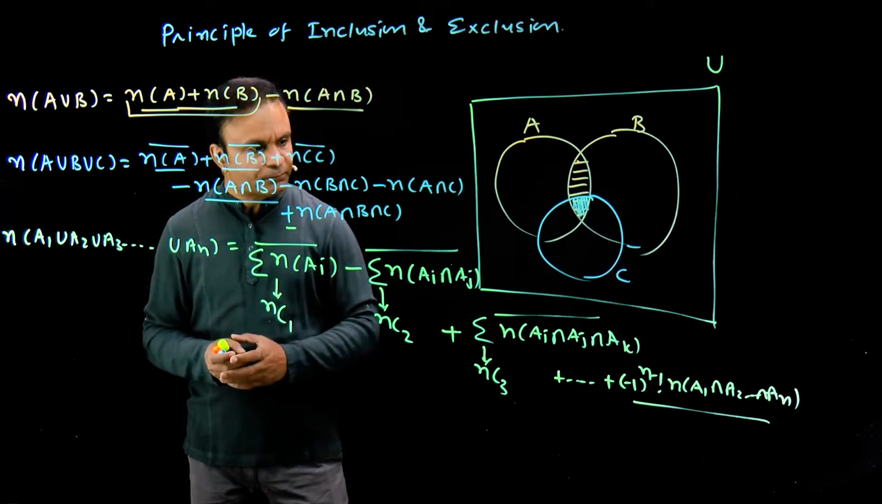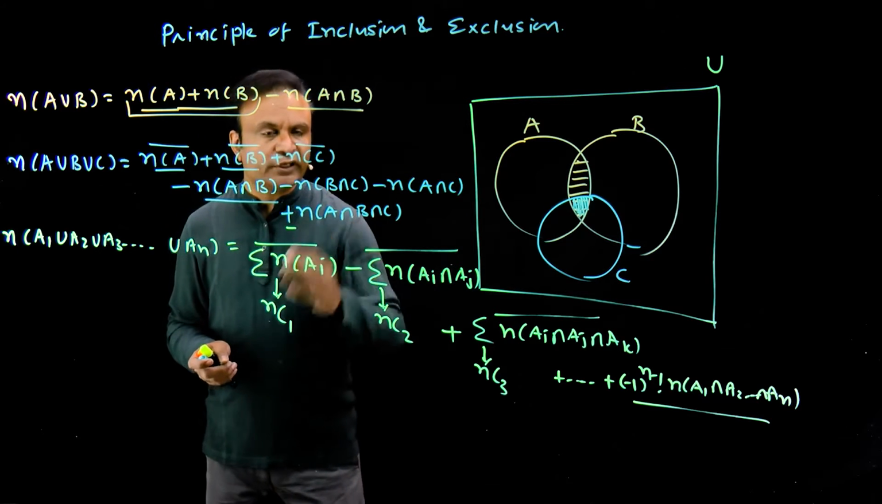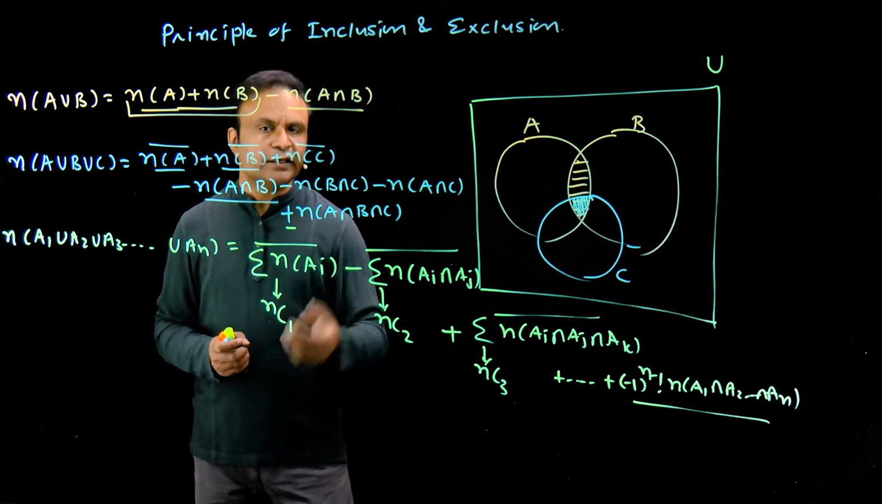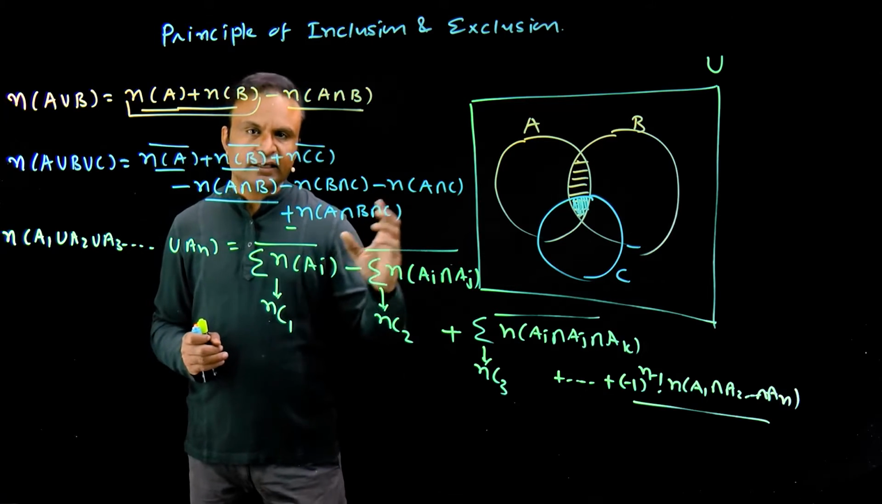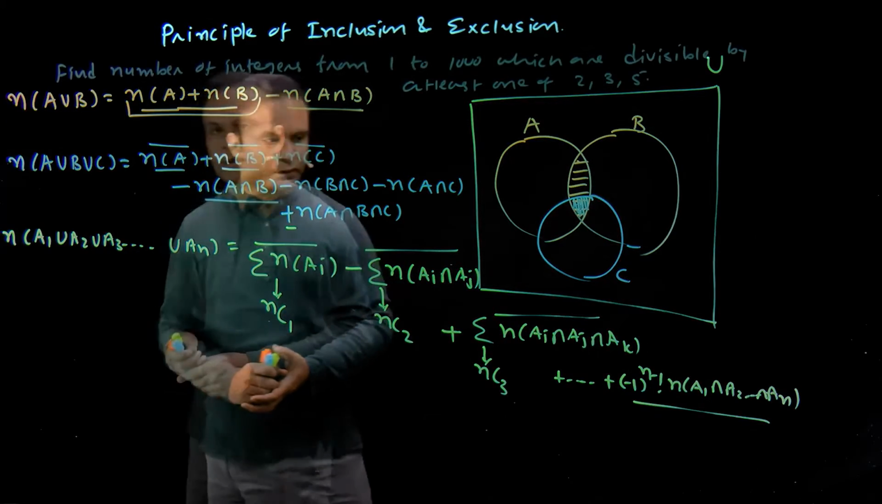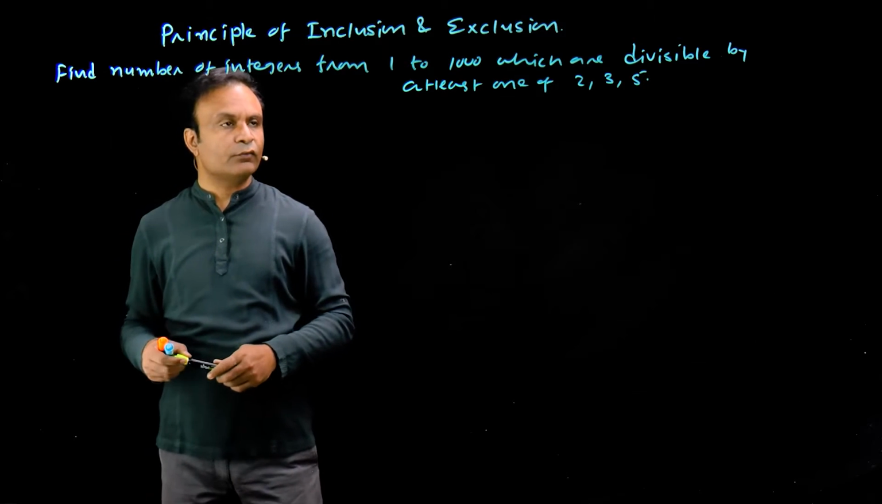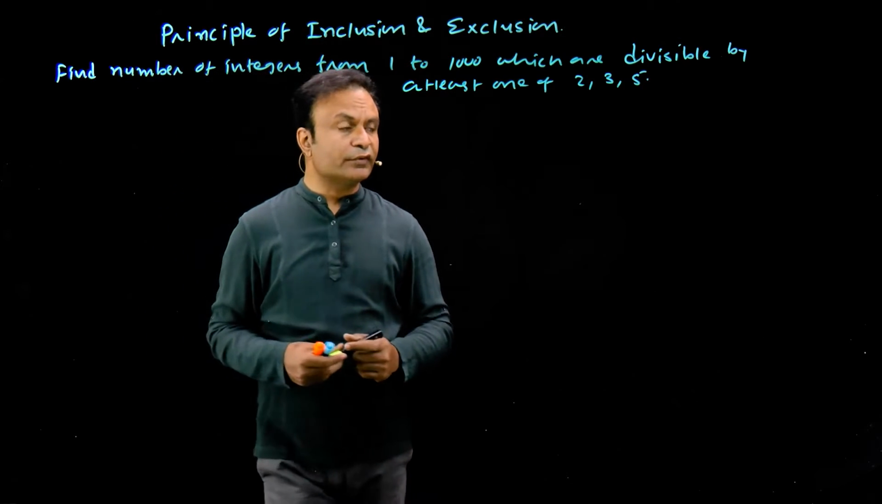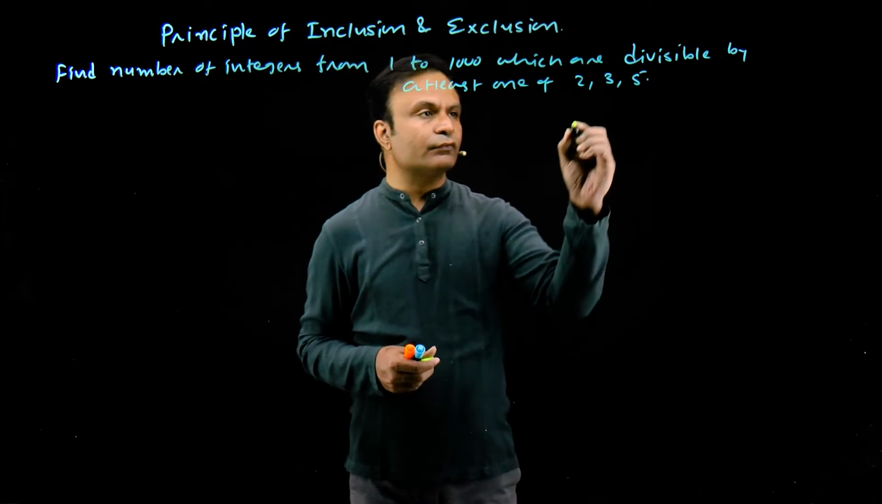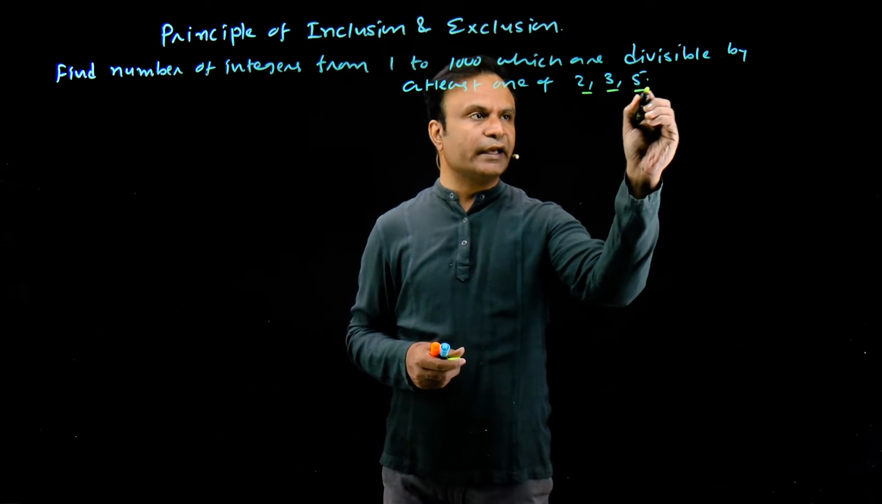Now let's use this principle in permutation combination. चेक करते हैं permutation combination में ये कहाँ पे यूज होता है. Okay, let's do this question. Find the number of integers from 1 to 1000 which are divisible by at least one of 2, 3 and 5.